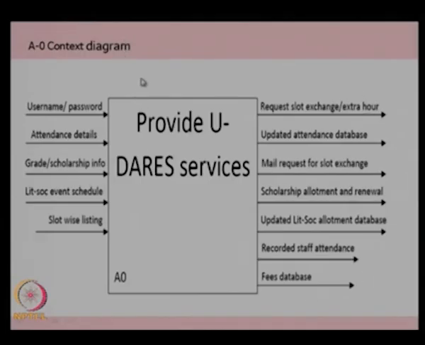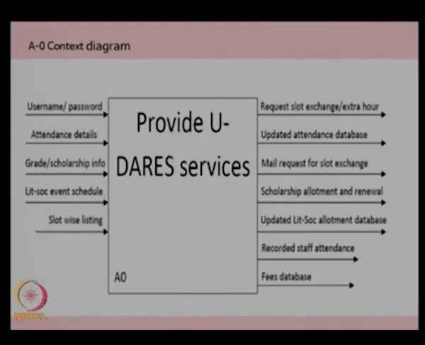You will have many control inputs which are not shown here: control input in terms of the availability of various classrooms, and the availability of the fee structure and scholarship structure for different categories of students like MTech, PhD, and BTech. These are all control inputs coming to the system. And of course, the mechanism will be the UDARE system or the main hardware which is used for providing this service. So this is the context diagram for this system.